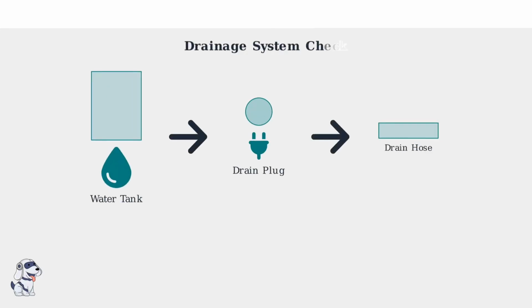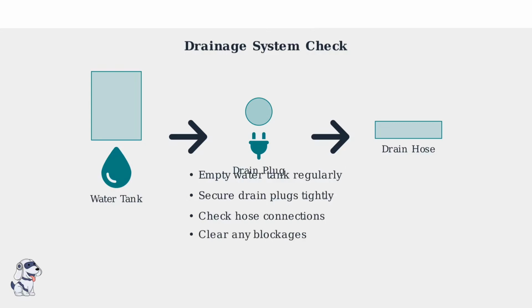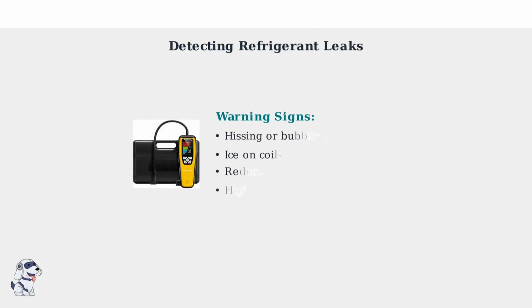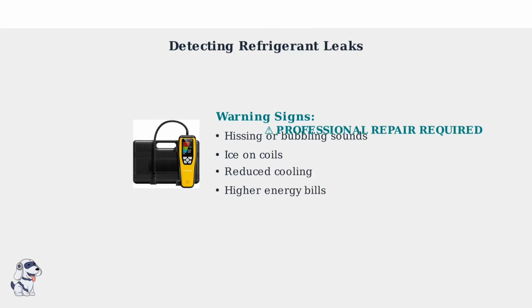Drainage issues can cause the unit to shut down when the water tank is full. Ensure drain plugs are properly secured and check that continuous drainage hoses are connected correctly without blockages. Refrigerant leaks are serious issues that require professional attention. Look for signs like ice formation on coils, hissing sounds, or reduced cooling performance. Never attempt to repair refrigerant leaks yourself.